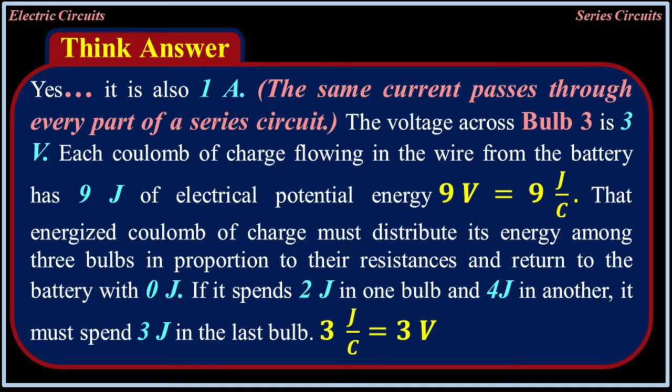Each coulomb of charge flowing in the wire from the battery has 9 joules of electrical potential energy. 9 volts equals 9 joules per coulomb. That energized coulomb of charge must distribute its energy among 3 bulbs in proportion to their resistance and return to the battery with 0 joules. If it spends 2 joules in one bulb and 4 joules in another, it must spend 3 joules in the last bulb. 3 joules per coulomb equals 3 volts.